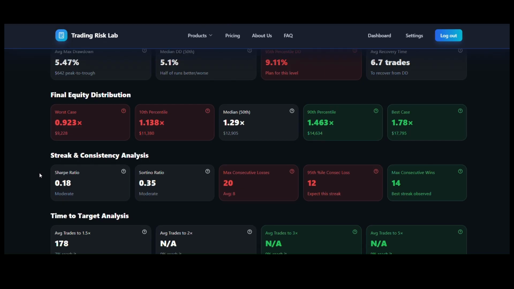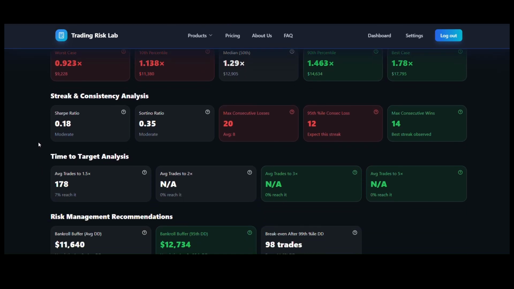Then we move to streak and consistency analysis. Here you'll see Sharpe and Sortino ratios for risk-adjusted performance. Maximum consecutive losses show the worst losing streak observed. The 95th percentile consecutive losses shows what you should mentally prepare for. Maximum consecutive wins highlights upside streak potential.